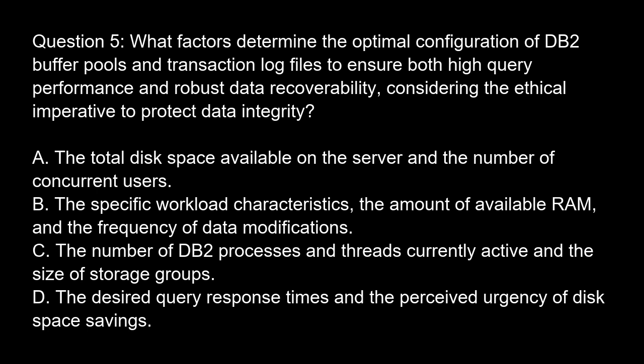Option A. The total disk space available on the server and the number of concurrent users. Option B. The specific workload characteristics, the amount of available RAM, and the frequency of data modifications. Option C. The number of DB2 processes and threads currently active and the size of storage groups. Option D. The desired query response times, and the perceived urgency of disk space savings.